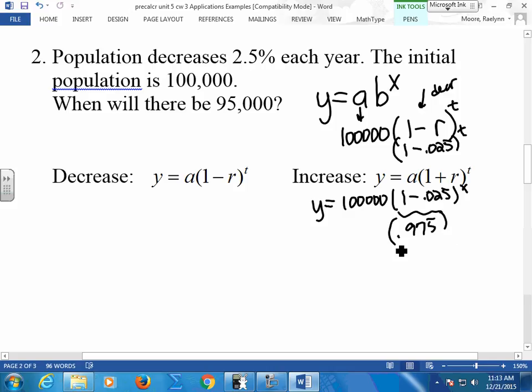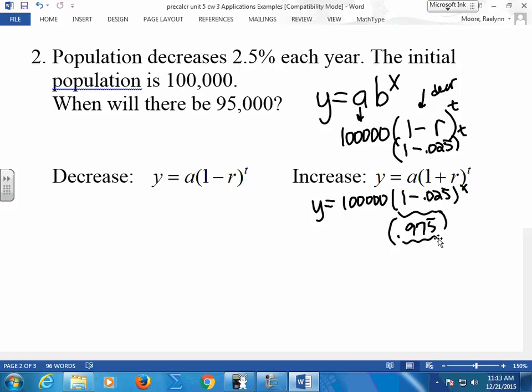When you do a decrease, it means this is how much remains or is retained every year. I don't want 100% of my population. I want 97.5% of my population to be retained. It's 100 minus 2.5. I want to lose 2.5 of it, and I would want to retain 97.5%.